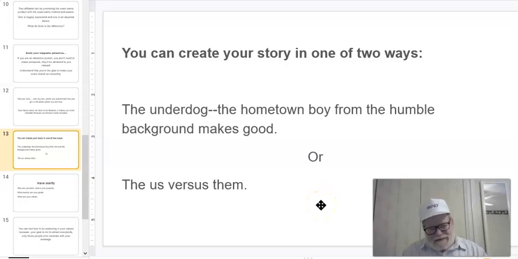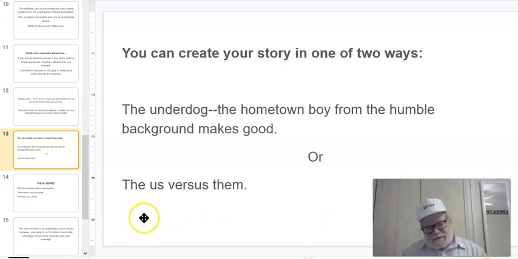Don't make the mistake of thinking that you have to show that your ascension to success has been a flawless straight line, because it never is. The most successful people you ever heard of have had many, many failures. The trick was they never gave up, and that's what made them successful. So you can be the underdog. That's one way to relate to people.